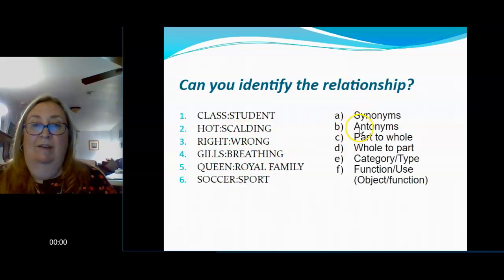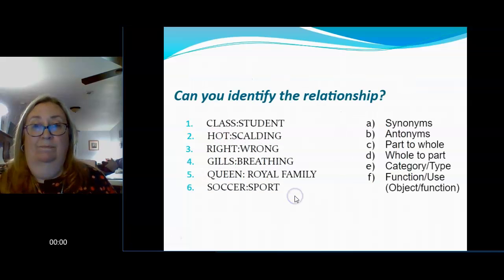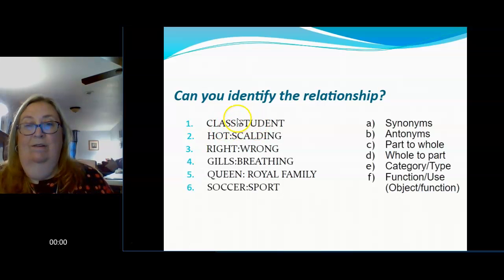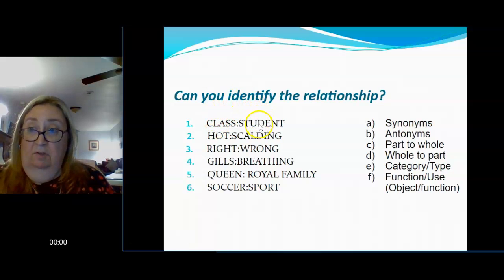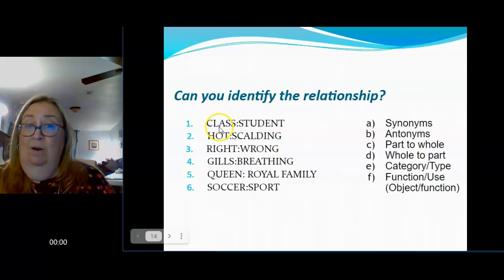So we have synonyms, antonyms. One of these is part to whole. One of these is whole to part. One of them is a category or a type, and one is a function and a use. So let's see what we can do about this. Okay. Class is to student. Well, your whole class is made up of a bunch of students, right? So instead of being part to whole, this one's going to be whole to part. So it's D.